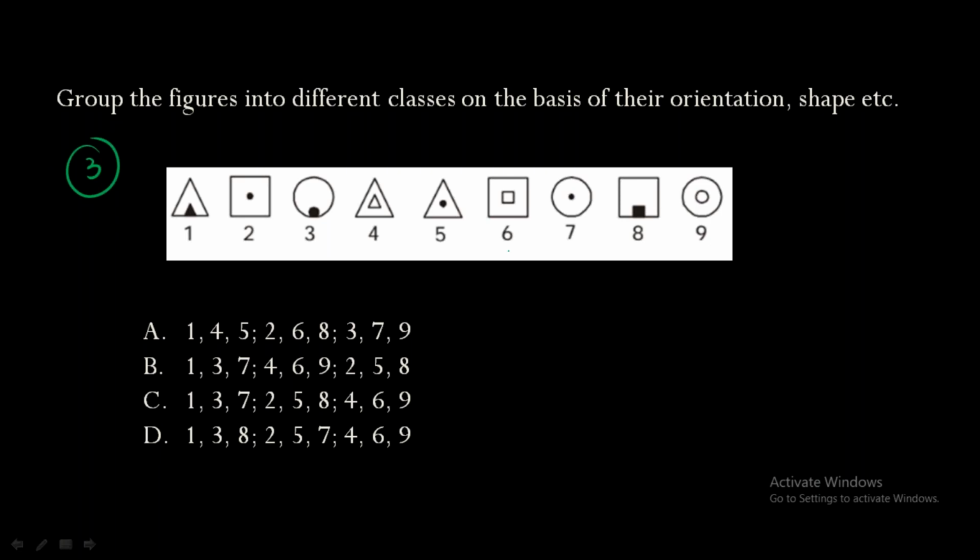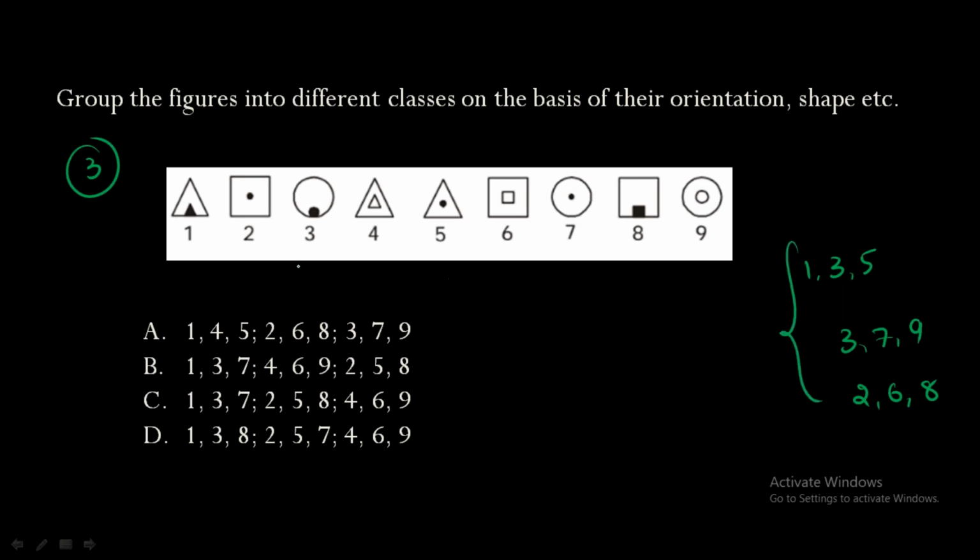Some of you may think that all circles, 1, 3, 5, all triangles, 3, 7, 9, and all squares, 2, 6, 8, form one group. People may think about that, but that group is not there among the options.